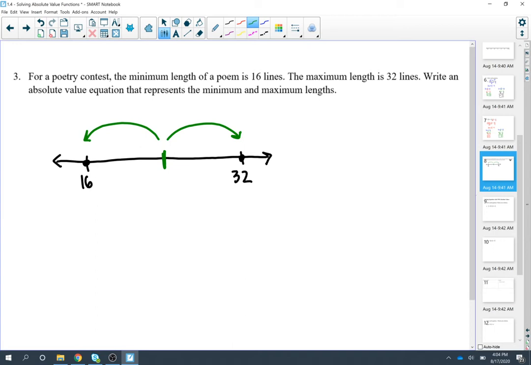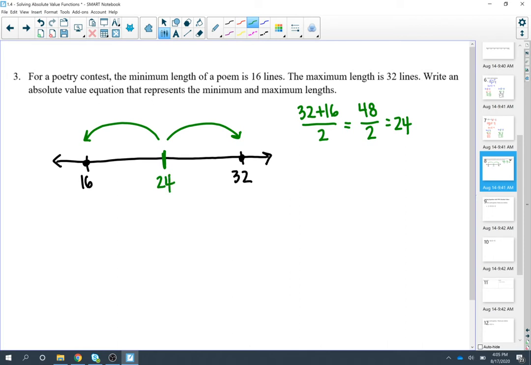So if you're thinking about the number in the middle, that would mean I have to find the middle of 16 and 32. The easiest way to do that is you're going to take 32, add it to 16, and then divide it by 2 because you want to find the middle, or halfway. 32 plus 16 is 48. Divide that by 2, 24. So we know the number in the middle is 24.